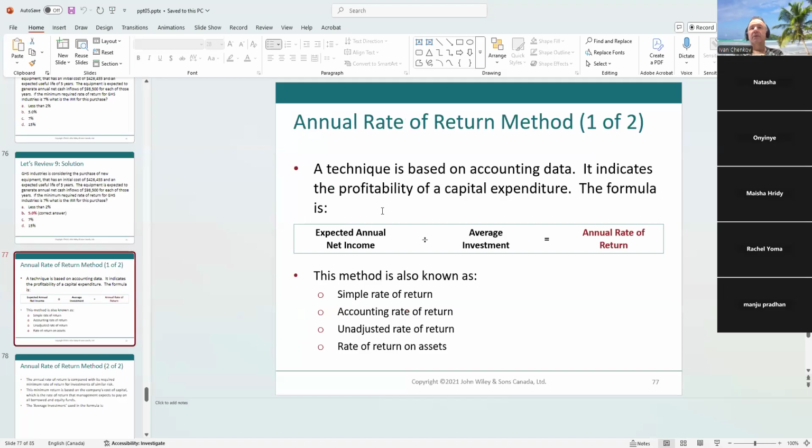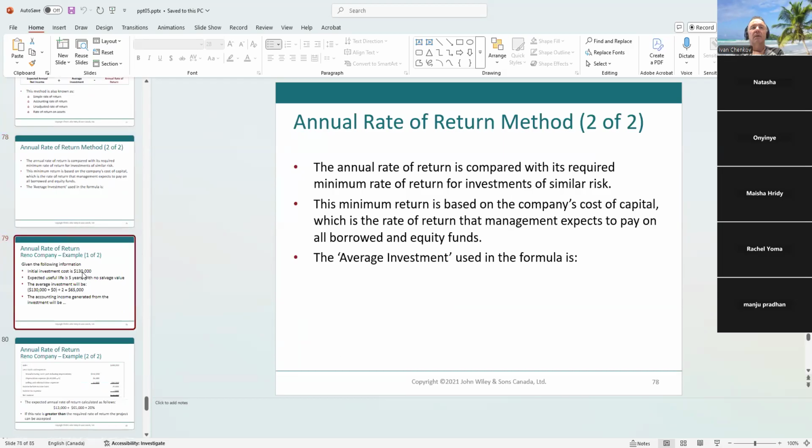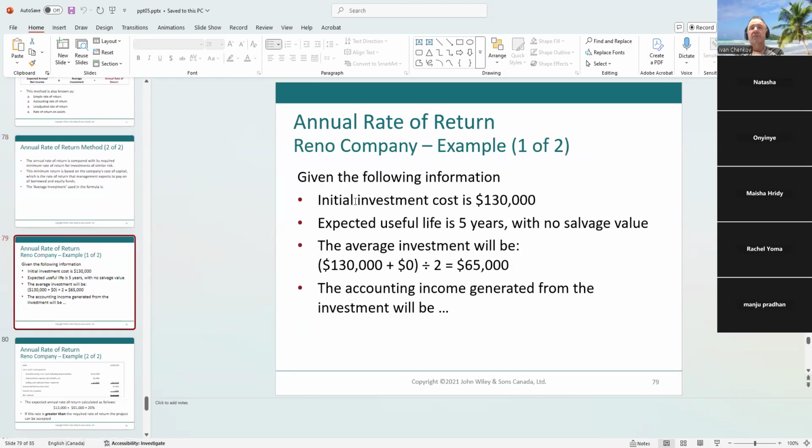The last one is the annual rate of return method. In the annual rate of return method, we're going to get the expected annual net income divided by the average investment. This method is too much, so I'm not going to test you on it. What we're going to do is get the average investment, which is the beginning investment plus the salvage value, the beginning and the ending, divided by 2. That will be the average investment.